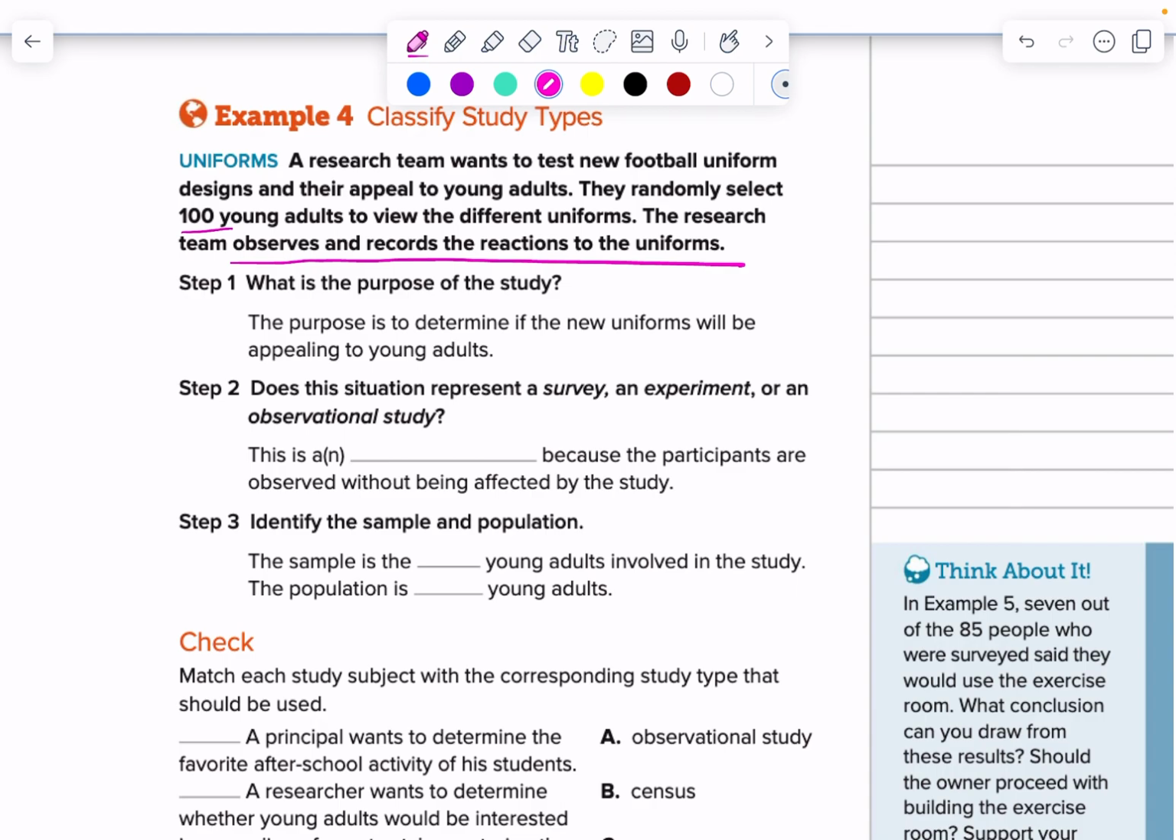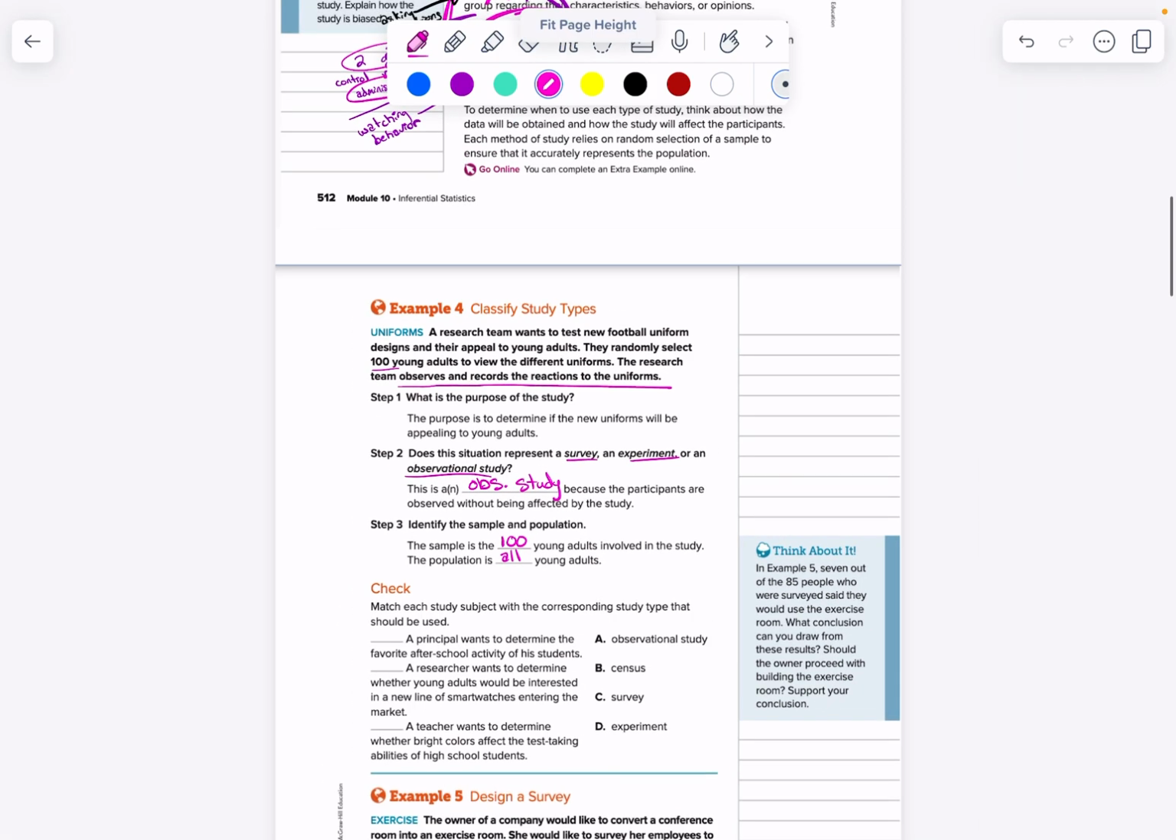So, is this a survey, experiment, or observational study? This is going to be an observational study, and I'm going to abbreviate. Okay, because I want to gather their opinions. The sample is the 100 young adults they randomly select, involved in the study. The population is new football uniform designs and their appeal to young adults. So it's just all young adults. We want to know what those 100 think in comparison to everybody's opinion of these new uniforms. So there's how that works.